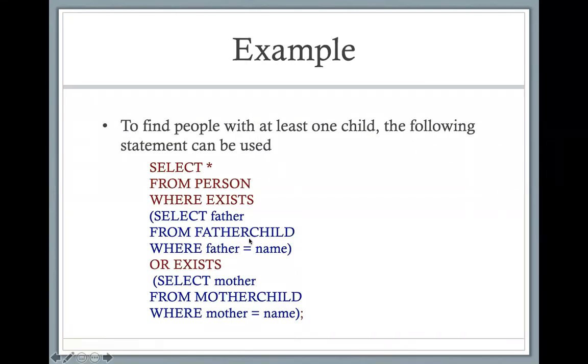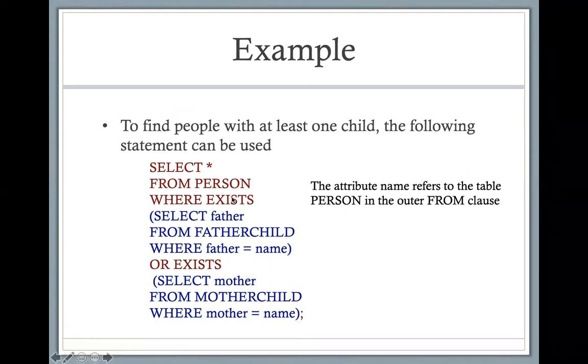Let's say this query. Select star from person where exists select father from father child where father is equal to name, or exists select mother from mother child where mother is equal to name. This would be the one to get me parents, information about parents from the table person. Okay. So what happens here? What does name refer to? This attribute name, it refers to which table? The table person, from the outer clause. So as you see, I can refer to something in the outer clause from the inner clause. Yeah, so this is allowed.